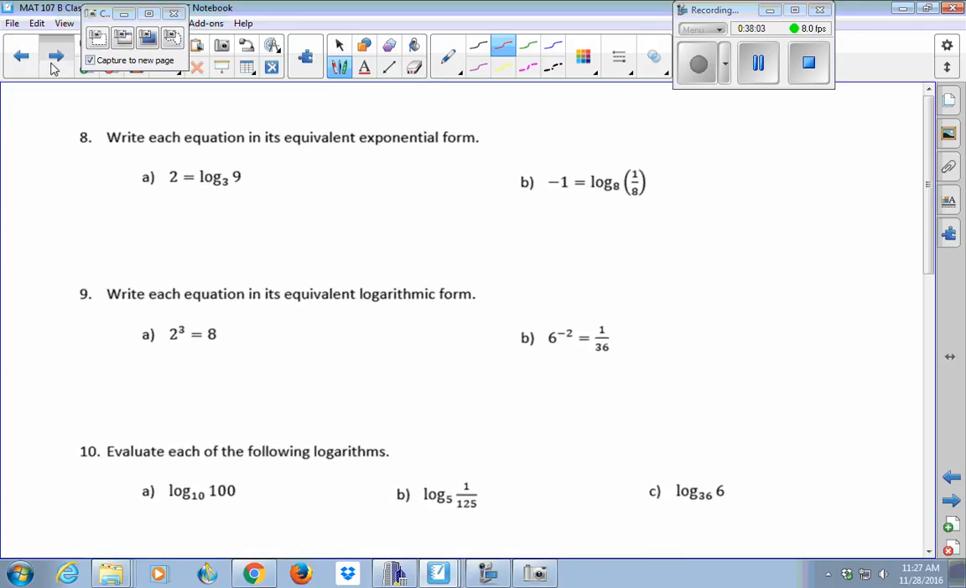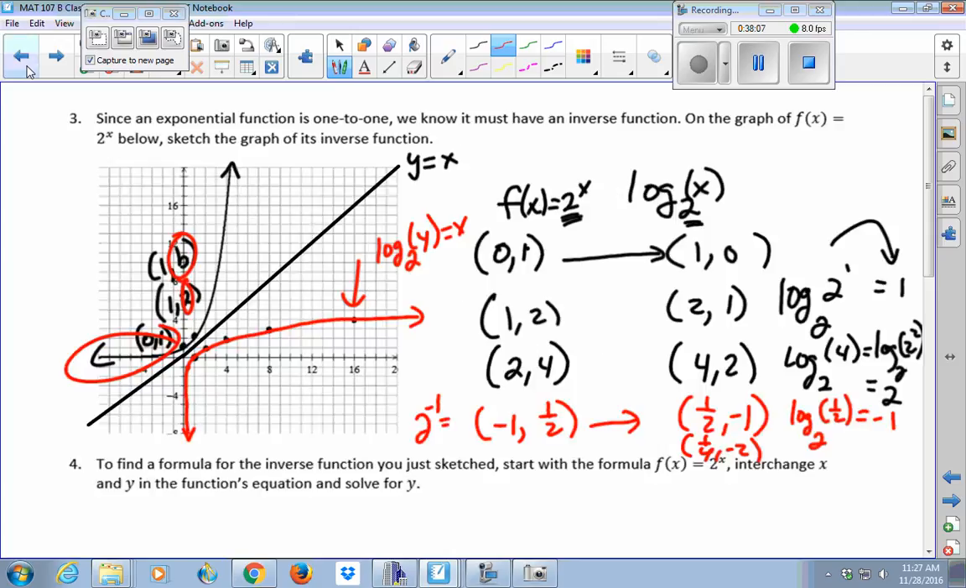You didn't finish number 1? What about number 1? No, because of the base. We couldn't do it on the calculator, because our calculator only does base 10 and base e, and that had a base of 1.0, right? So on Wednesday, we're going to see how to change the base, and then we'll be able to do it.